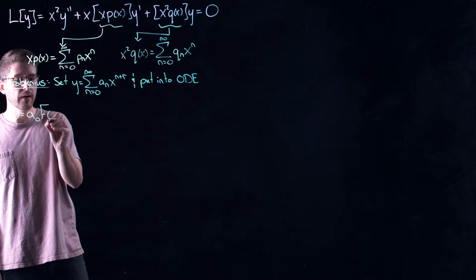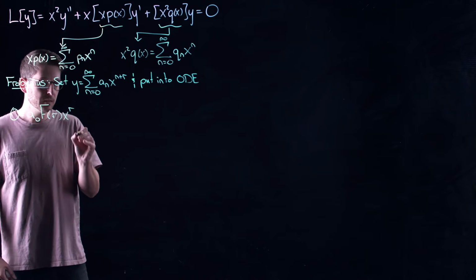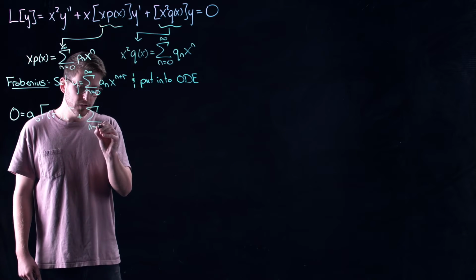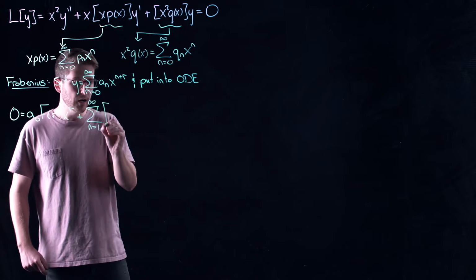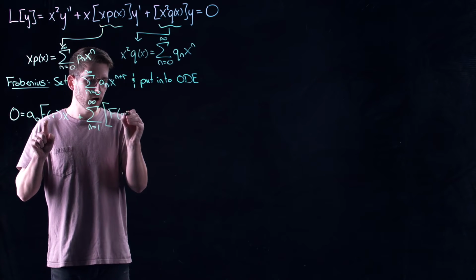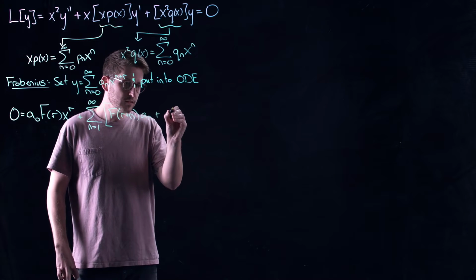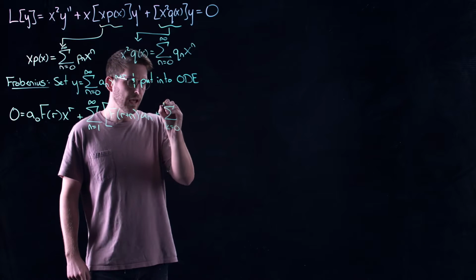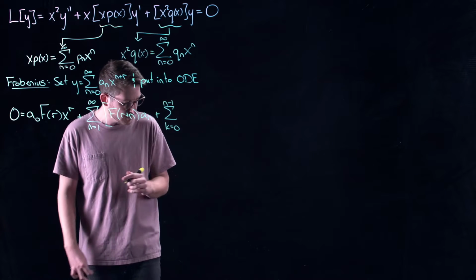A naught f of r, I'll explain that in a moment, x to the power of r, plus the sum from n equal to 1 to infinity. And then inside of this sum is a big, ugly thing. So f, same f as right here, of r plus n, a_n, plus the summation, and this summation is going to go from k equal to 0 to n minus 1. So it's a double sum. Be very careful. It's a sort of telescoping sum here.